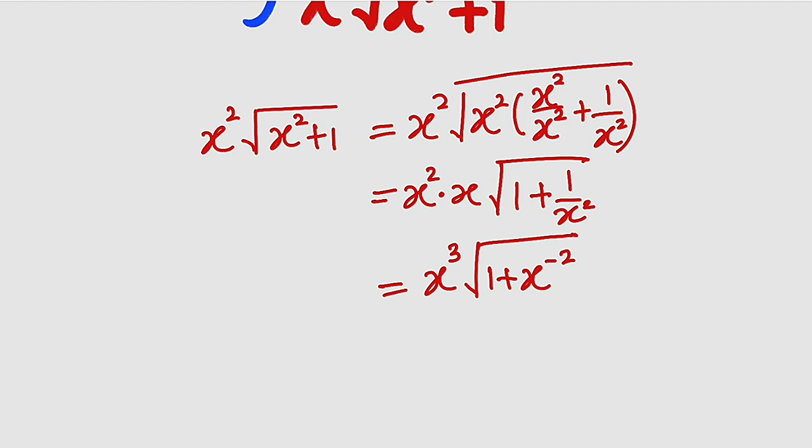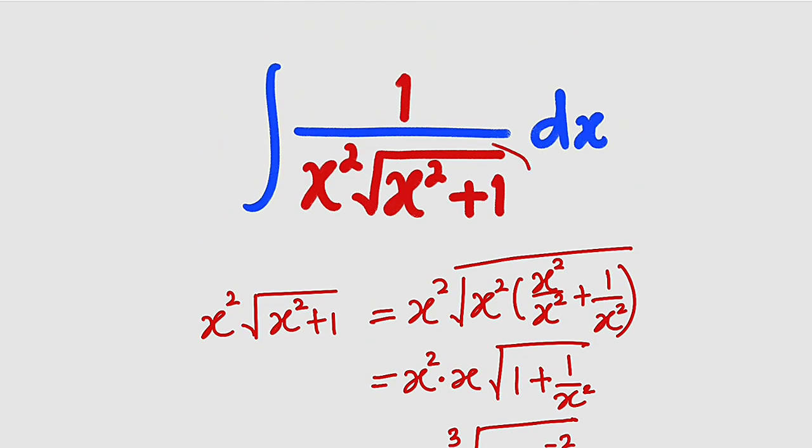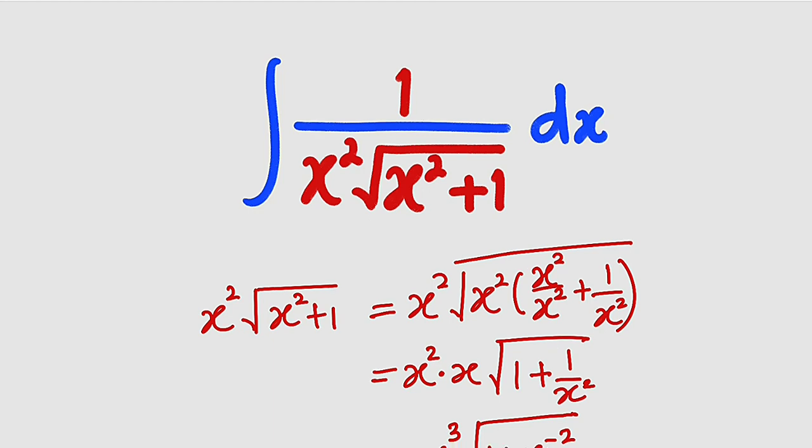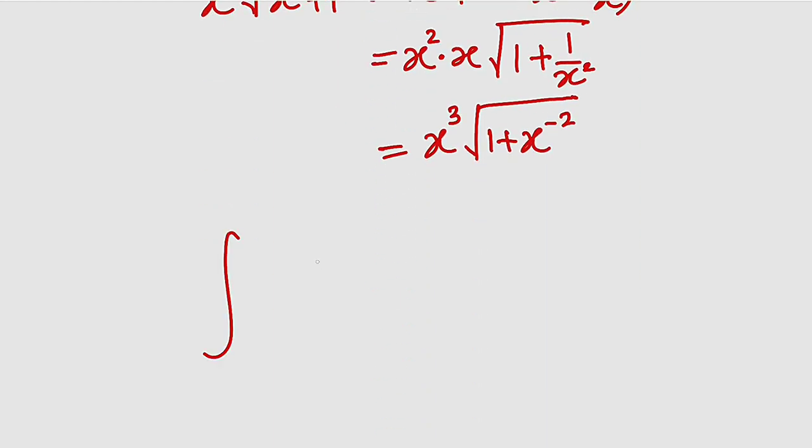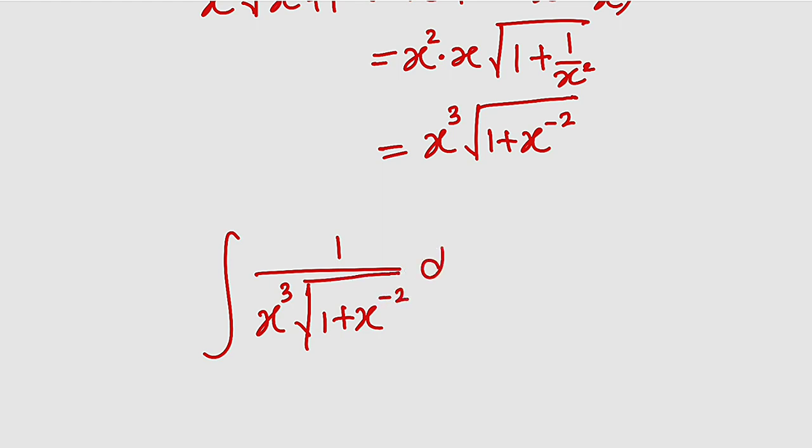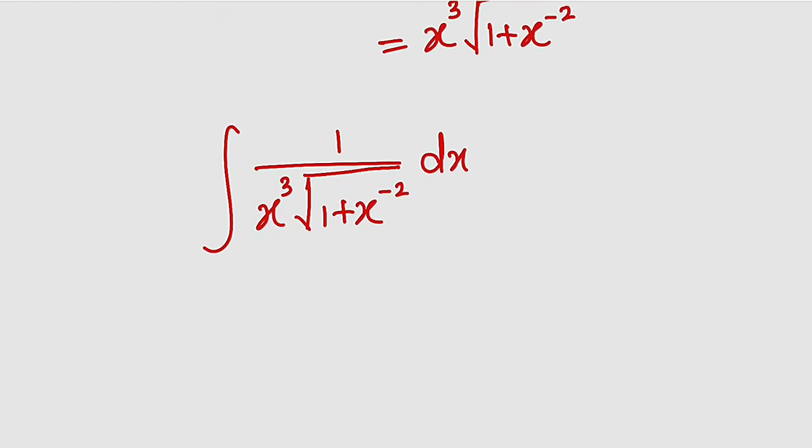All right, now let us back substitute. The whole of this is the same thing as this denominator. Let us take it back. So our integration of the function 1 divided by x to the power of 3 times the square root of 1 plus x to the negative 2. This is what we have with respect to x. And from here, we can simply take this x to the power of 3 to the top, and it is going to become x to the power of negative 3 according to one of the laws of indices.